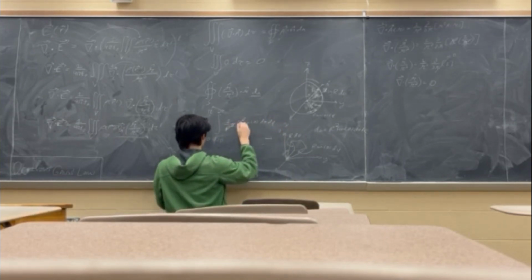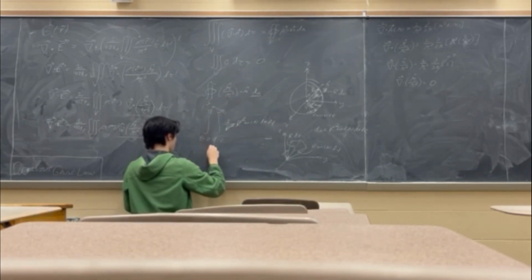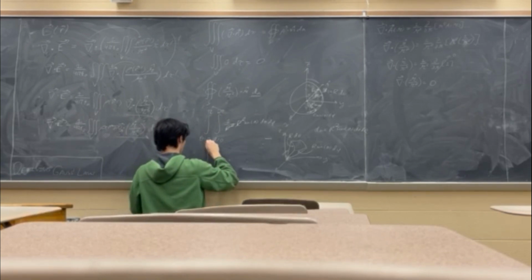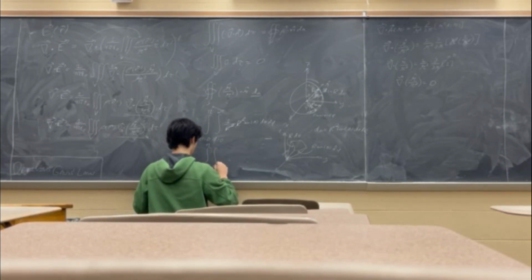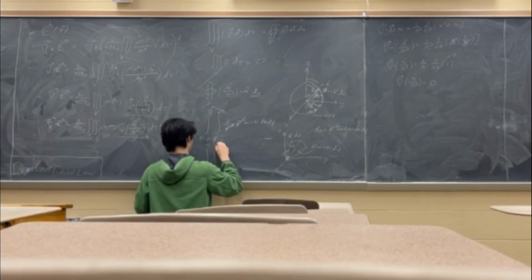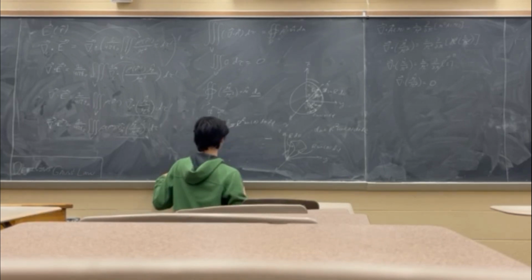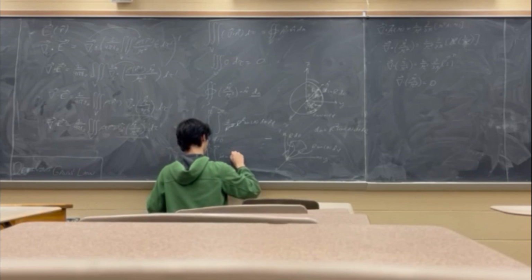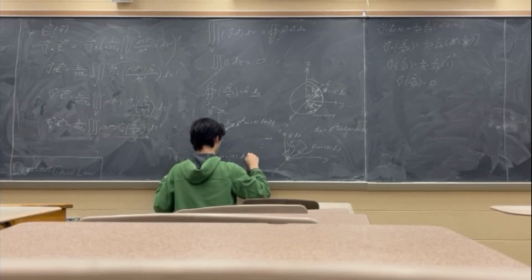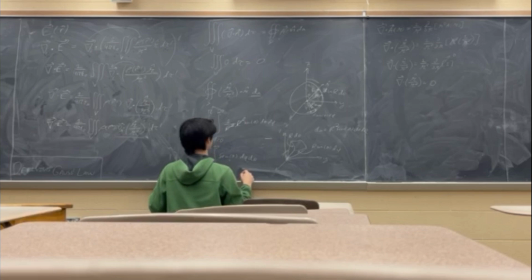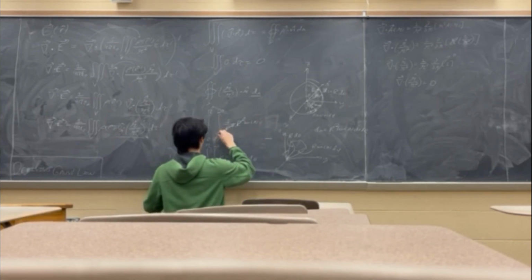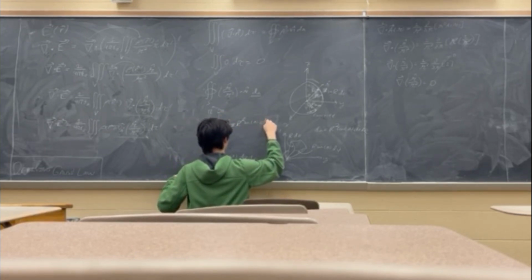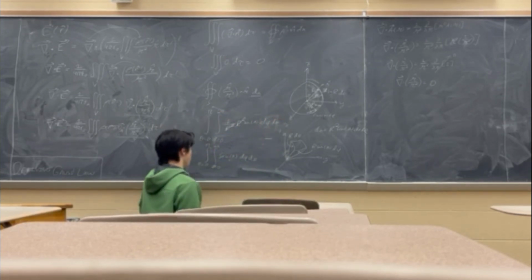Here the r squareds cancel. We get that this surface integral is the integral from theta equals 0 to pi, and then phi equals 0 to 2 pi, of sine of theta d phi d theta. Looks like here I have the phi as the inner integral, so this really should be in the order of d phi d theta.